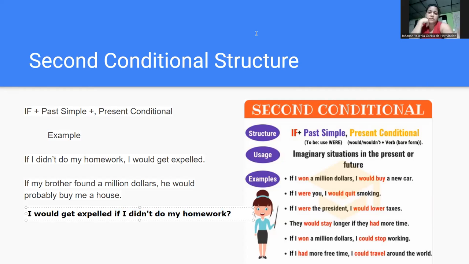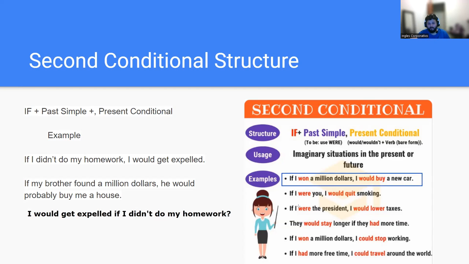Take a look at the examples that we got here. If I won $1 million, I would buy a new car. If I were you, I would quit smoking. So those are imaginary situations. So do me a favor, guys. I want everybody to write down.